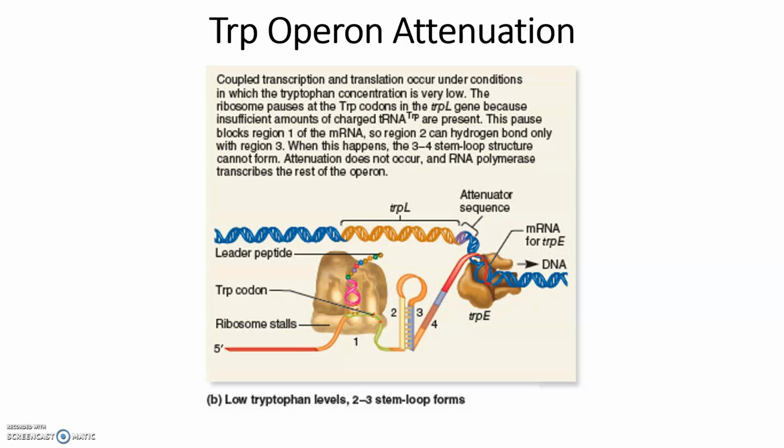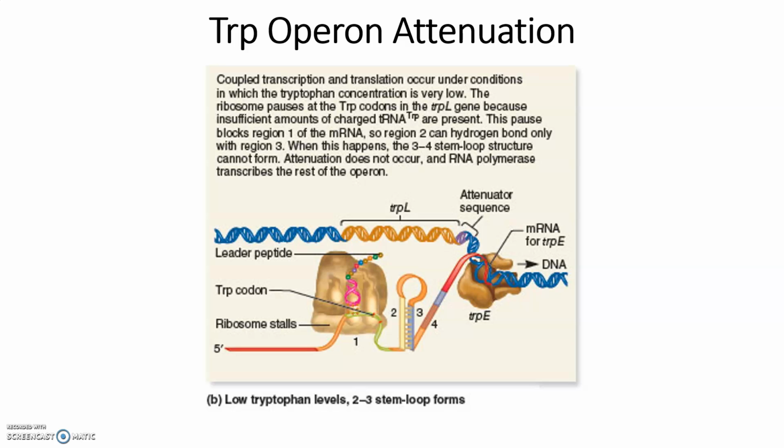Then we can have low levels of tryptophan. Okay, so now transcription and translation are coupled. Our tryptophan levels are low. And because our tryptophan levels are low, we pause. So remember we have this leader sequence, and some of the first couple amino acids that we produce are tryptophan. Well, because we don't have a lot of tryptophan, we can't have it bound to our tRNA, we can't proceed. So our ribosome stops and waits.